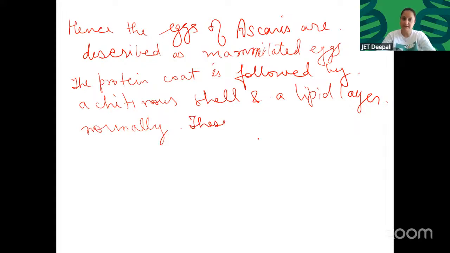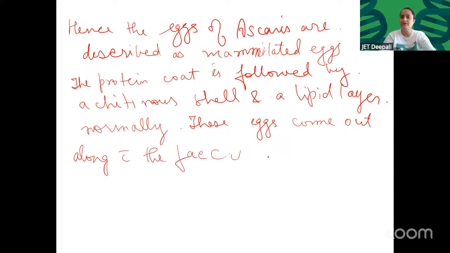These eggs come out along with the fecal matter. Okay, so from where are they coming out? They are coming out from the anal opening or the excretory pore, because they are coming out with the help of fecal matter.